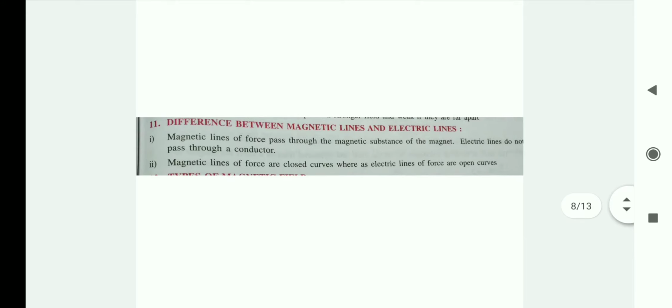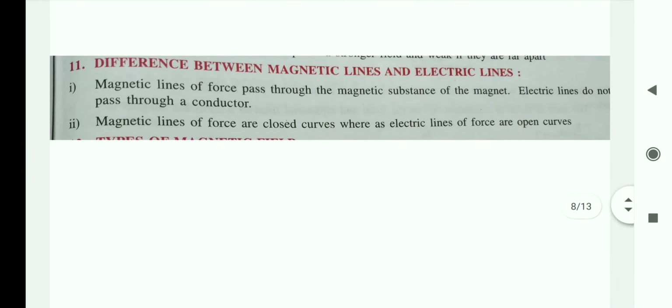Now what is the main difference between electric lines of force and magnetic lines of force? Already we know electric lines of force start at positive and end at negative. These are not closed curves. They have a starting and ending point. But magnetic lines of force are not like that. These are closed loops. Outside they are moving from north to south, inside they are moving south to north.